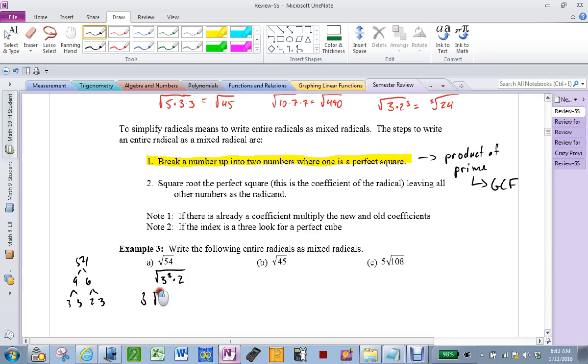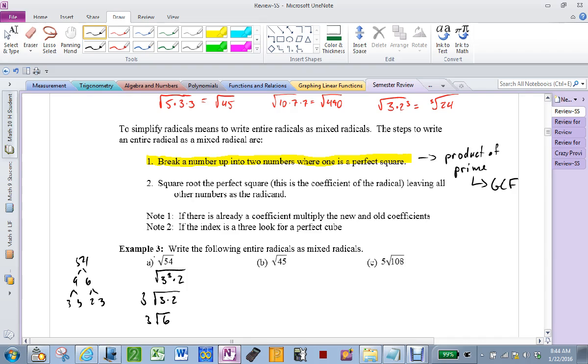How many 3's are left under there? 1. 3 times 2. Is that simple? 3 root 6. Everybody cool? That's the long way. Will that work every time? Yes, 110% always. If you know that, you can do every single radical question I will ever give you, and every single radical question you will ever get.